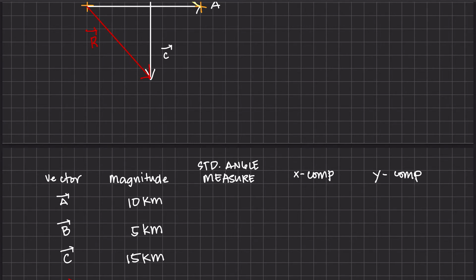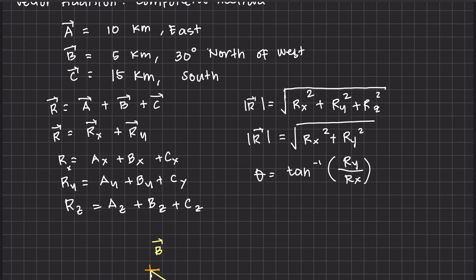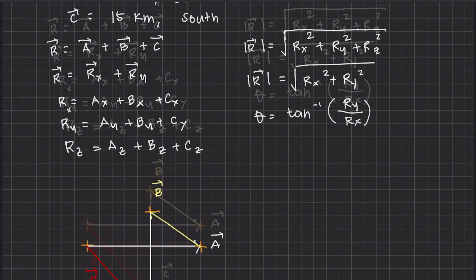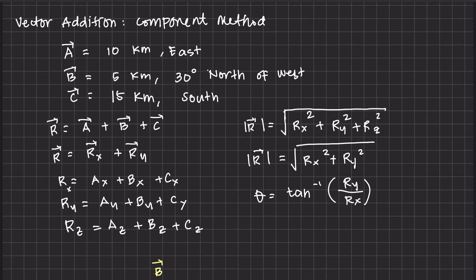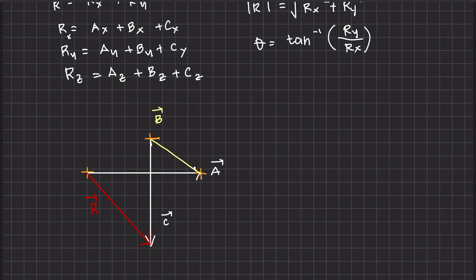So standard angle measurement, our vector A is already in standard angle measurement. It is measured going east, so that is just 0 degrees. And then for the 5 kilometers vector B, you have 30 degrees north of west. So it should be coming from the positive X, and then you go counterclockwise. That should be the standard angle measurement. We already know that this is 30 degrees here, right? So that is just 90 minus 30, you have 60. And then 90 plus 60, that is your standard angle measurement. 90 plus 60. So you have 150 degrees.